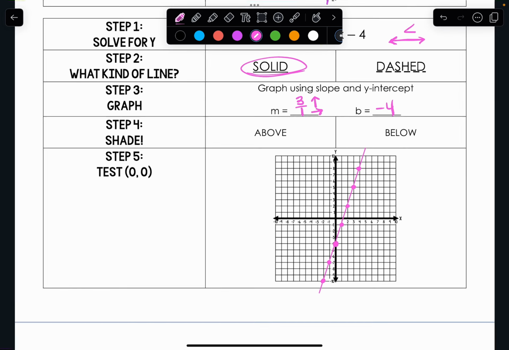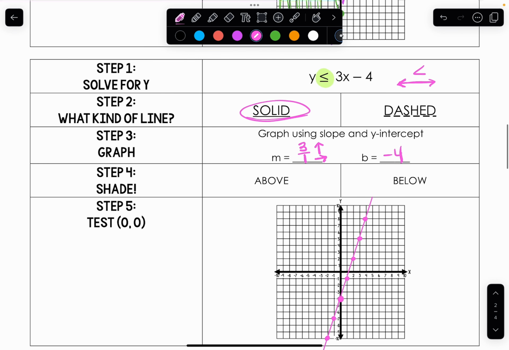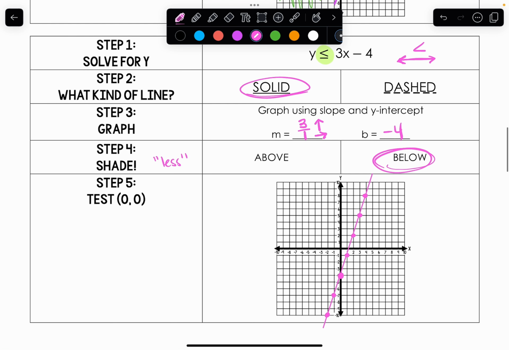Now, what side would you shade? The name of this inequality is less than. So less than tells us that we would shade below. Use your y-intercept as a guide. Numbers below a -4 are more negative numbers, right? So you would shade this side of the line.